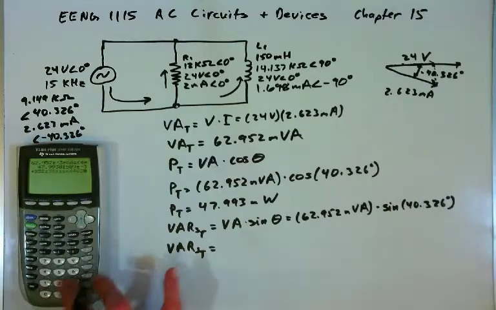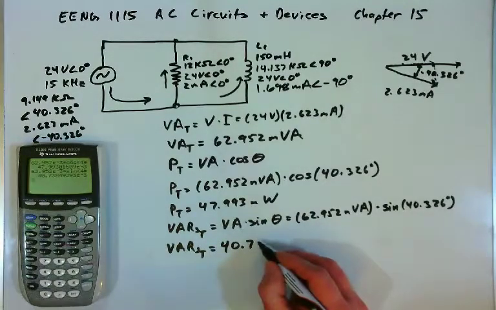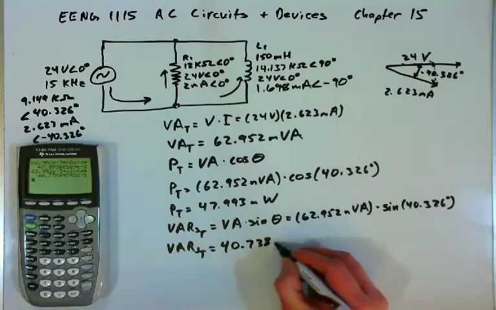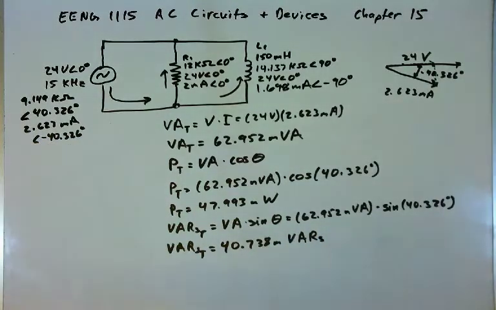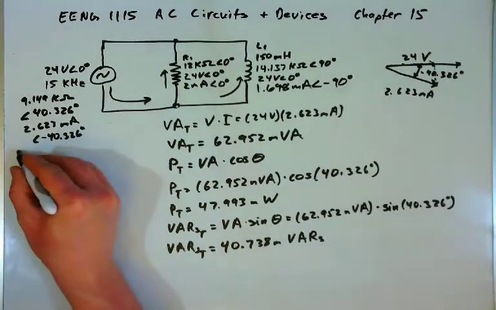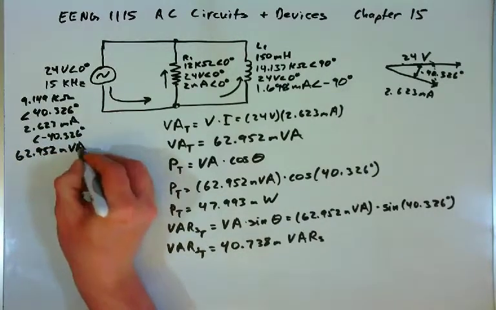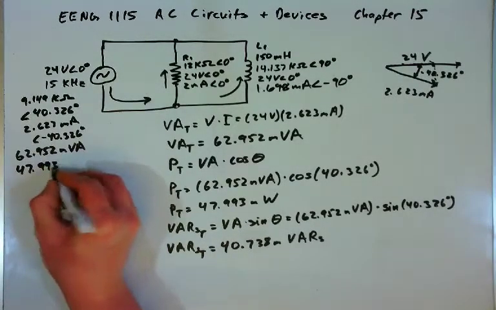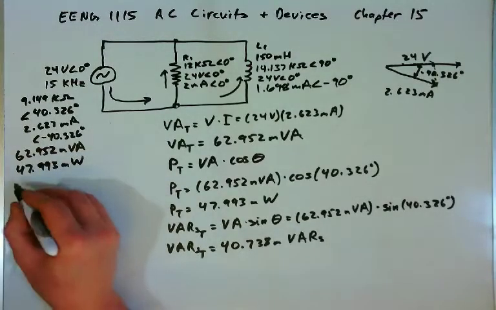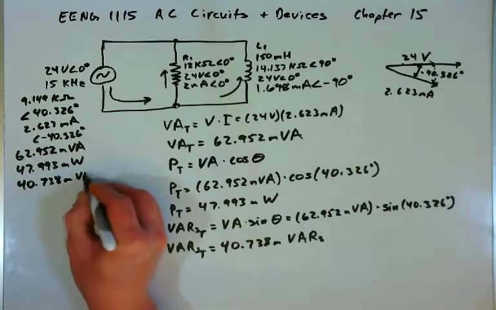And so our volt amps reactive, or VARs, total for the circuit will be 62.952 milli times the sine of 40.326 degrees. And so we get 40.738 milli volt amps reactive, or VARs. I'll write these answers over here. The volt amps of the circuit is 62.952 millivolt amps. The power is 47.993 milliwatts, and the VARs is 40.738 millivars.